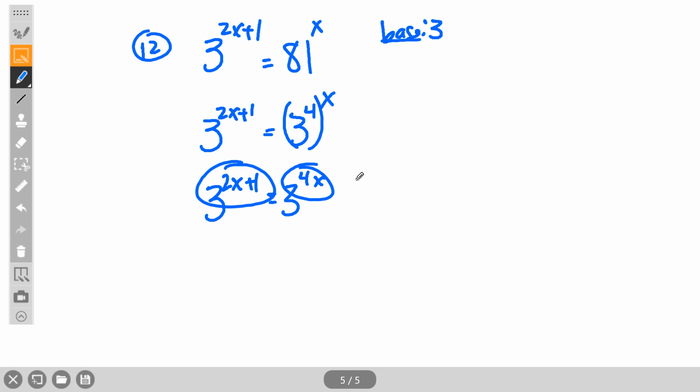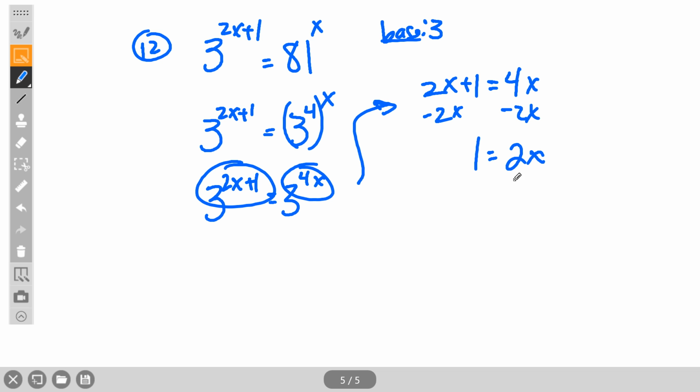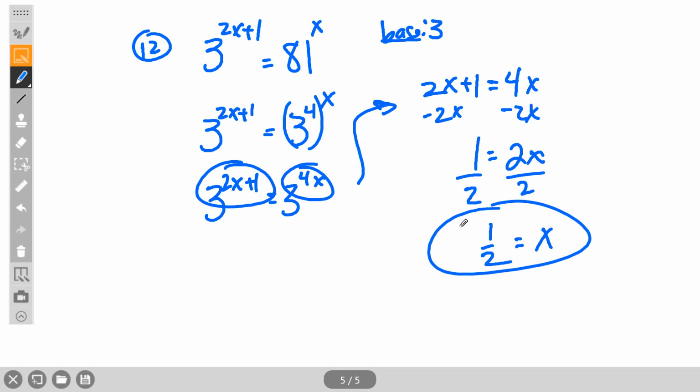Since the bases are now the same, I can set the exponents equal to each other. All right, subtract 2x to move it over here. So 1 is equal to 2x. Divide by 2. So the solution is 1/2.